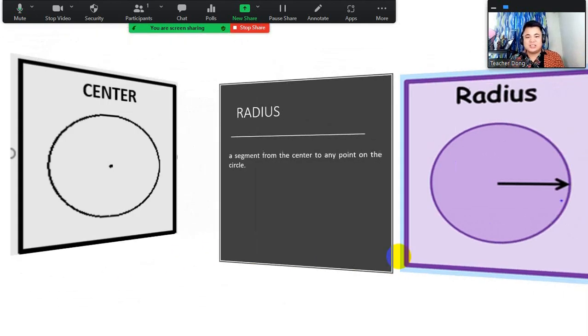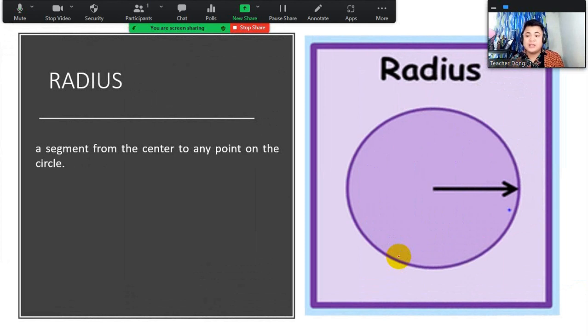Next, we have the radius. A radius is a segment from the center to any point on the circle. Let's say we have the center A, and then we draw from the center up to any point of the circle, let's say we name it B. You can name this segment AB. Segment AB is the radius of this circle. The radius has an exact measurement, that's why we are using the segment symbol. Unlike a line, which has no ending, so it has no definite measurement. But when we are talking about the radius, it has a definite measurement.